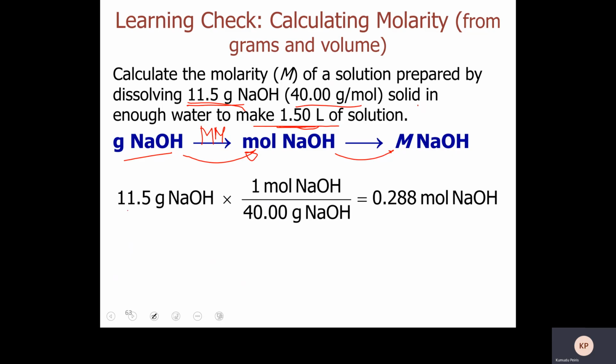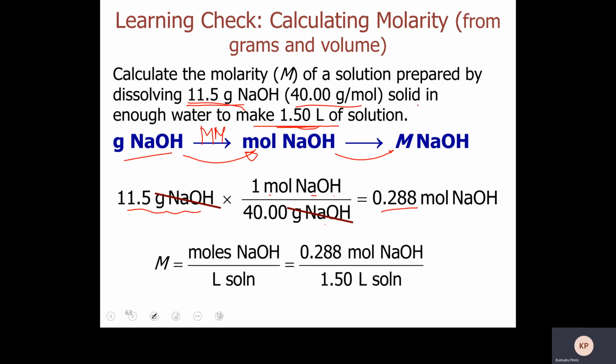We start with the 11.5 grams of sodium hydroxide multiplied by the molar mass. One mole of sodium hydroxide weighs 40.00 grams of sodium hydroxide, and the grams of sodium hydroxide to grams of sodium hydroxide cancel off, and we get the moles of sodium hydroxide as 0.288 moles. Then we calculate the molarity of this solution.